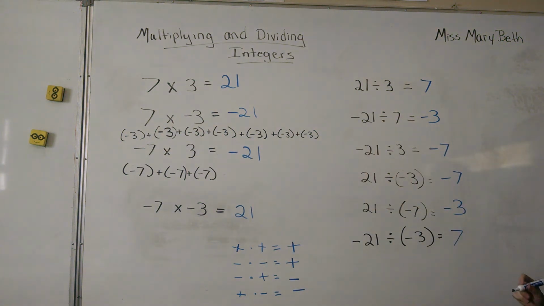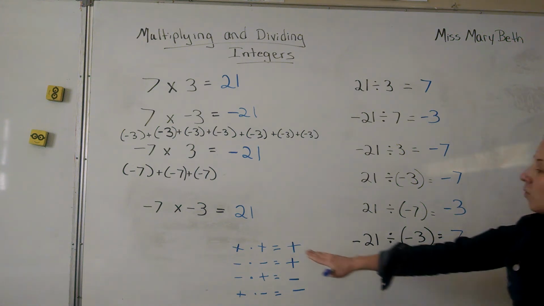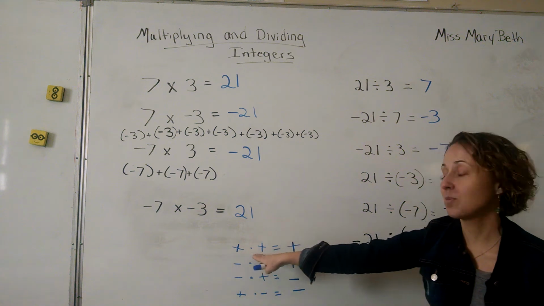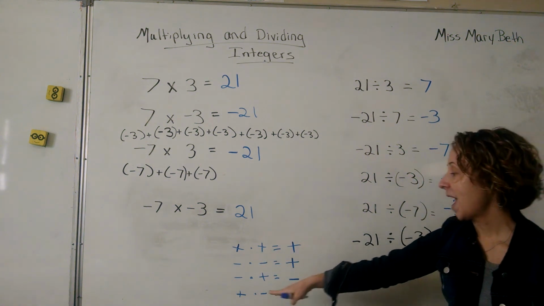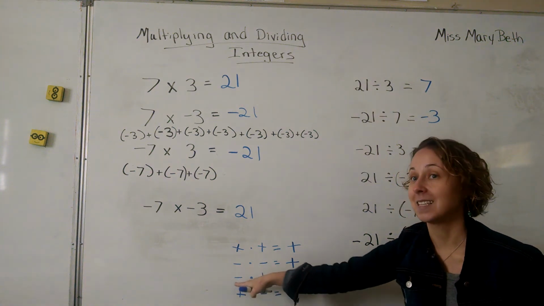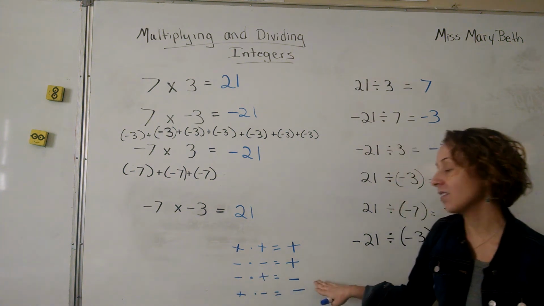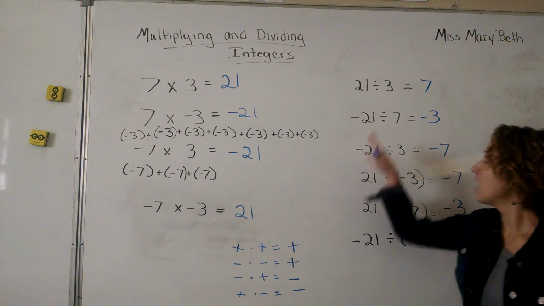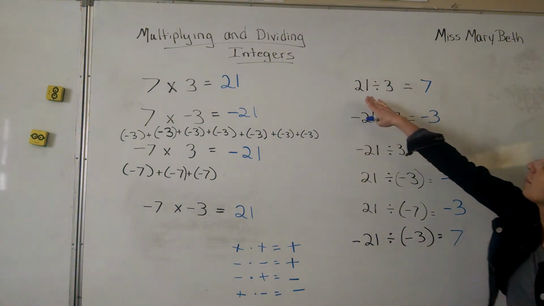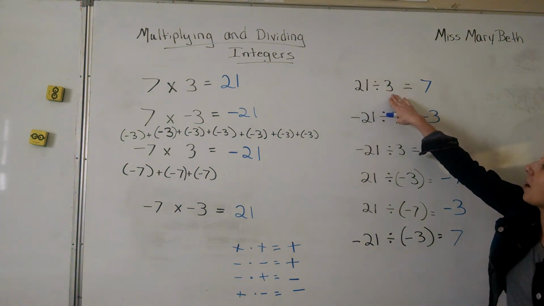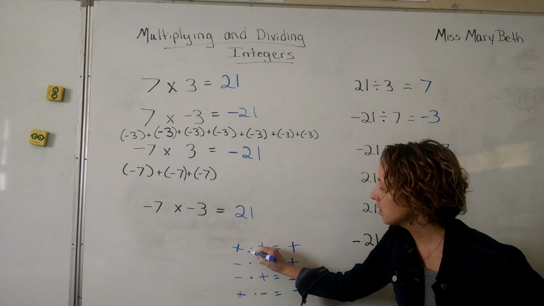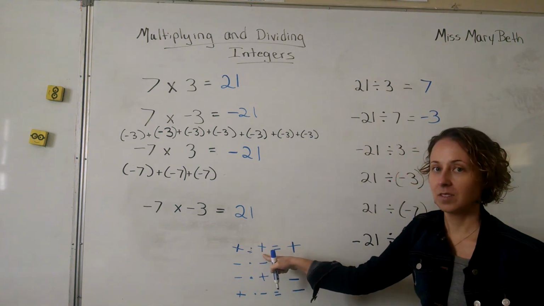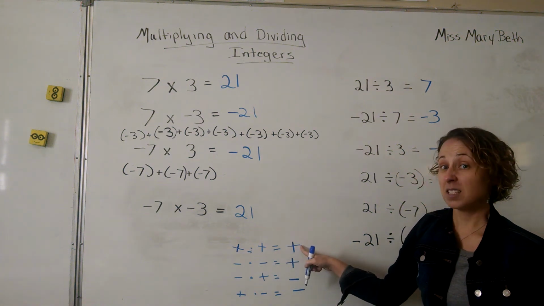All right, pattern time. Let's see if the pattern holds. We found that when we multiplied, if I was multiplying two positives or two negatives, I got a positive answer. And if I was multiplying two different signs, a negative and a positive, or a positive and a negative, I got a negative answer. Let's see if that works. A positive divided by a positive is a positive. Okay, that's the same. So whether I multiply or I divide two positives, I should still get a positive answer.